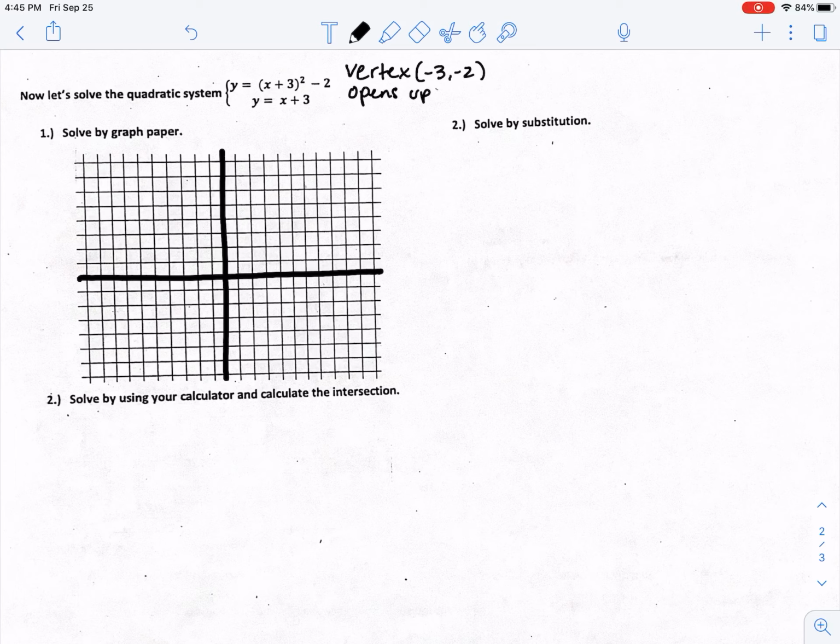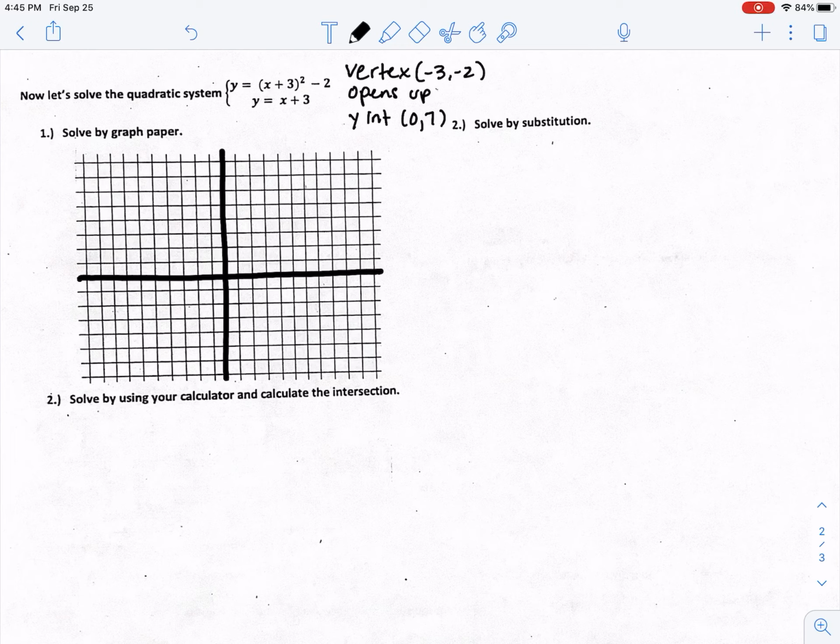Now, one thing that I need is that I'd like to have the y-intercept. The y-intercept I can get from plugging in 0 into the equation. Well, plug in 0 into that first equation. 0 plus 3 is 3, quantity squared is 9, minus 2 is 7. The y-intercept is 0, 7.